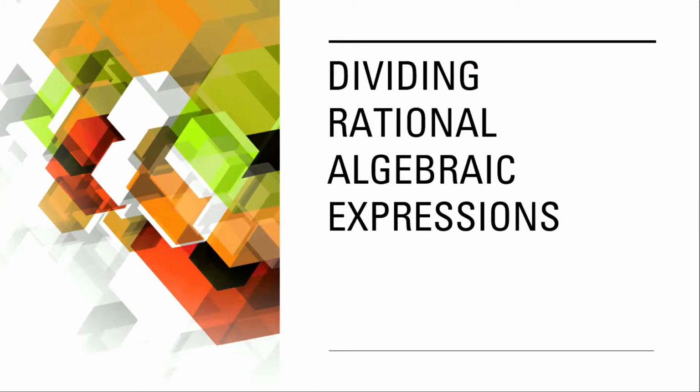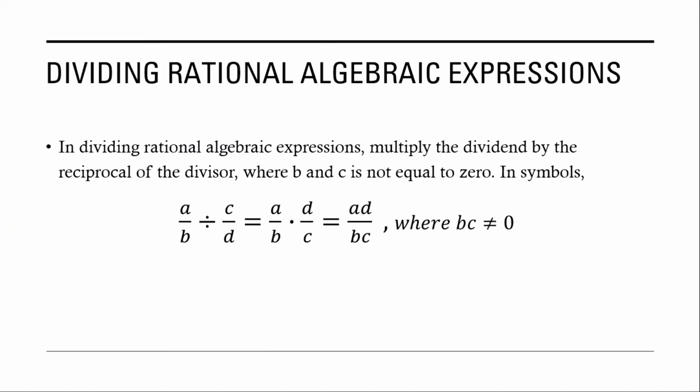In this video, we are going to discuss dividing rational algebraic expressions. In dividing rational algebraic expressions, multiply the dividend by the reciprocal of the divisor, where b and c are not equal to 0. Or in symbols, if we have a over b divided by c over d, that is the same as a over b times d over c.